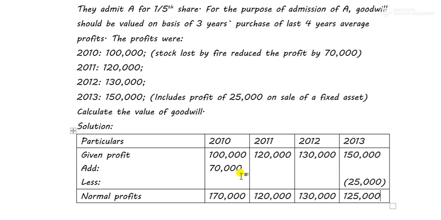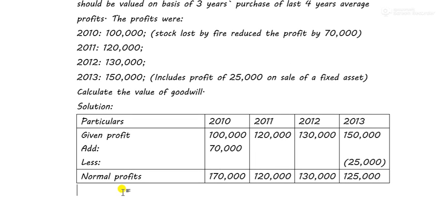I hope you can calculate the goodwill now. How do we calculate the goodwill? It's very simple. Just add all these 4 and then divide by 4. I'll do it: 170 plus 120 plus 130 plus 125 divided by 4. 136,250. Now the work is still incomplete.